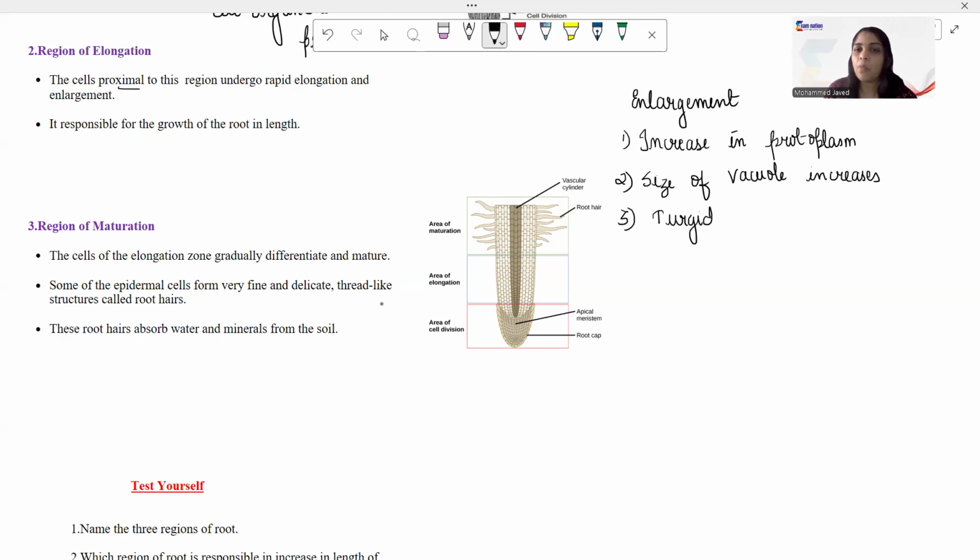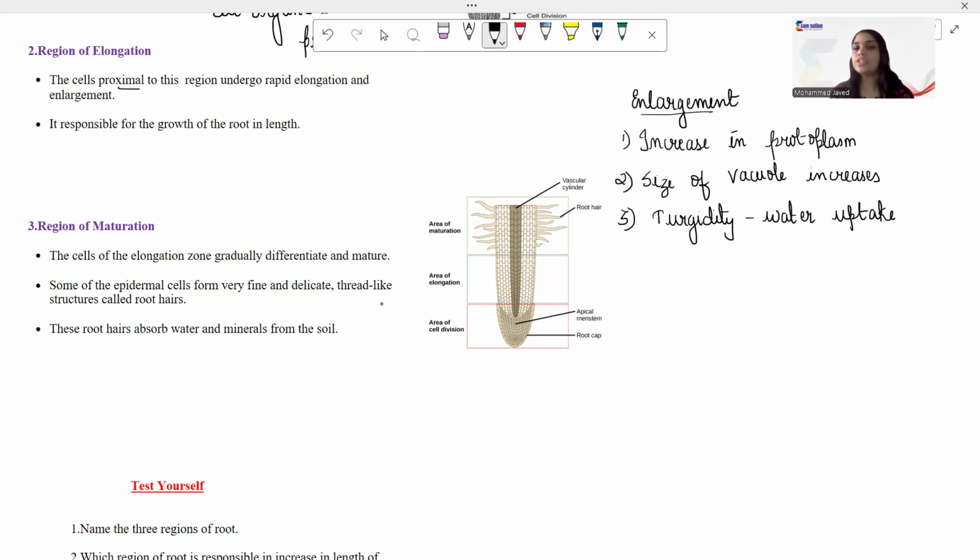Turgidity meaning water enters into the cell. So there is a water uptake. Water enters into the cell and hence applies a force on the cell walls, and hence new cell wall materials get deposited. So due to the force on the cell wall and deposition of new cell materials, or size of the vacuole increasing or increasing in the amount of protoplasm, we see there is increase in the size of the cells, or we say the cells are undergoing enlargement.